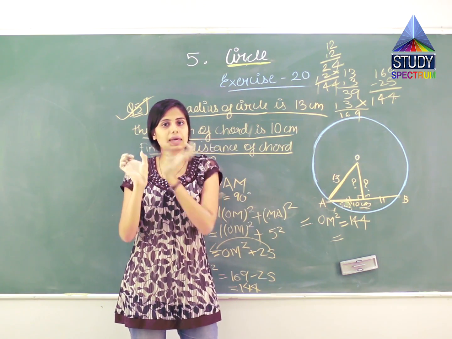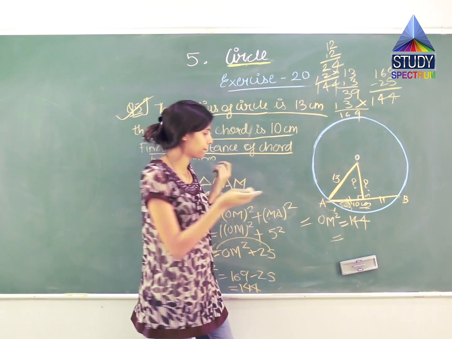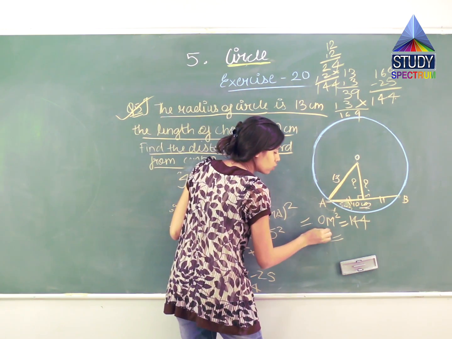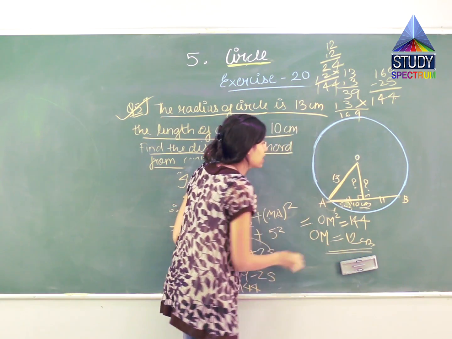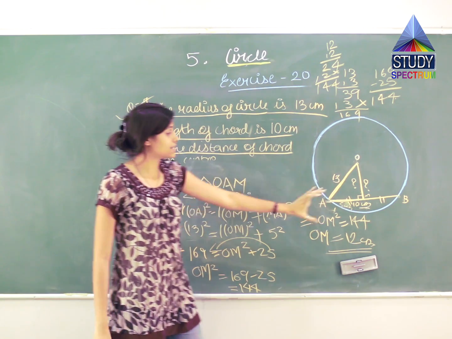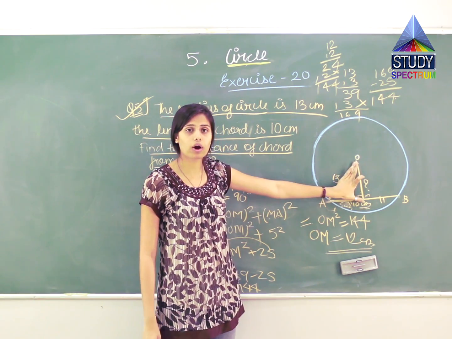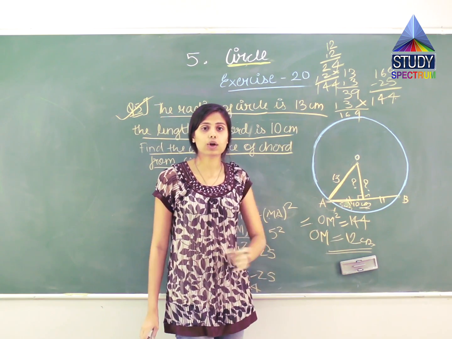मतलब OM square मतलब क्या? OM into OM. तो उसका square root क्या होगा? OM. So OM will be equal to how much? 12 centimeter, which is the answer which they require. They want what? The distance from the center to a chord, which is OM in the figure. So OM तो हमें मिल गया, which is 12 centimeter.